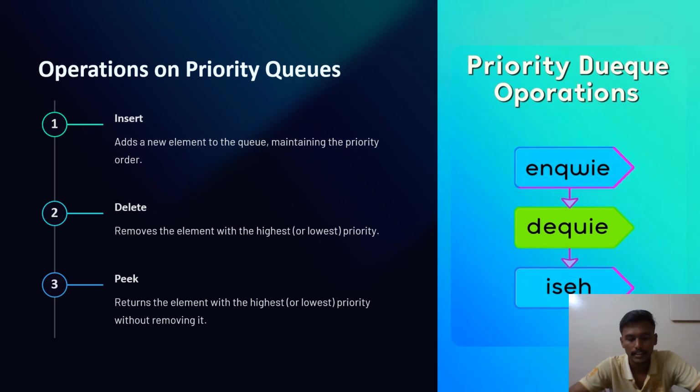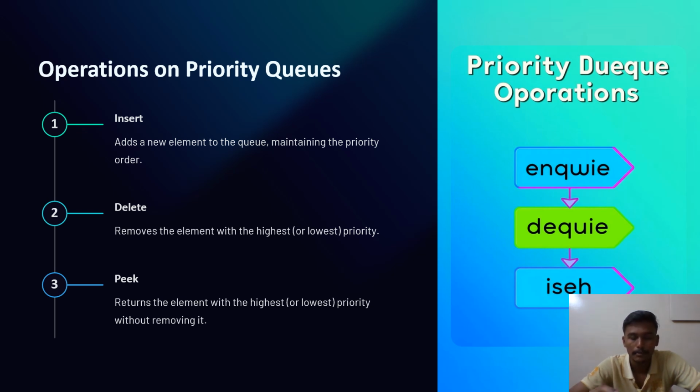Other operations like is empty, size, get min, get max are also used here. Put, remove min, remove max. Is empty checks if the double-ended priority queue is empty and returns true if empty. Size returns the total number of elements present in the double-ended priority queue. Get min returns the element having the least priority. Get max returns the element having the highest priority.